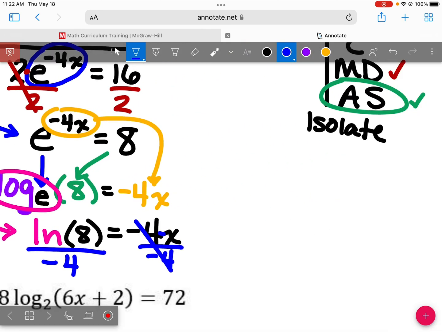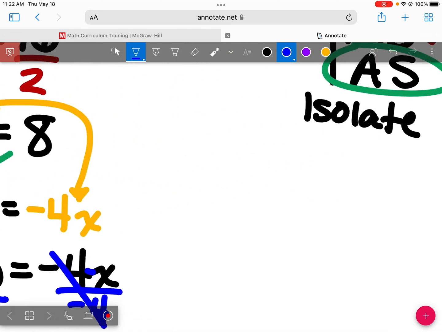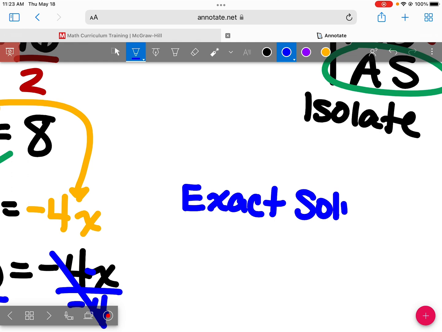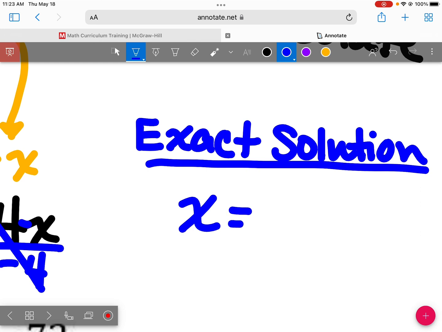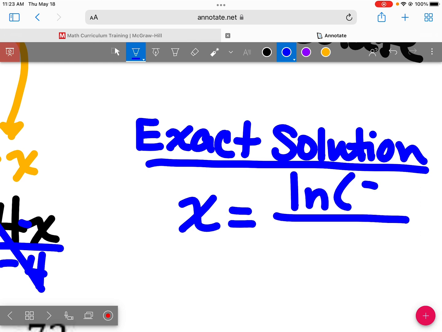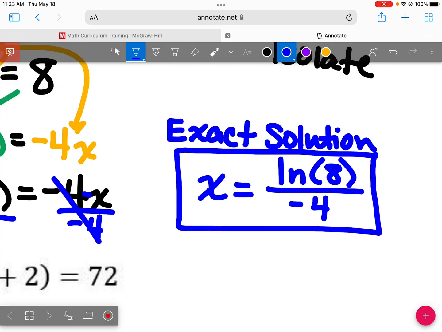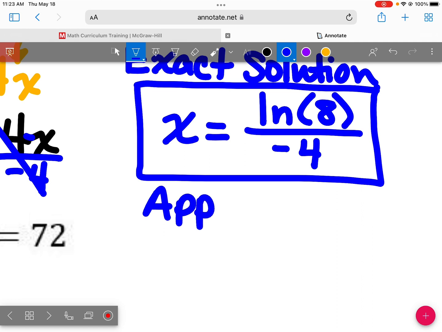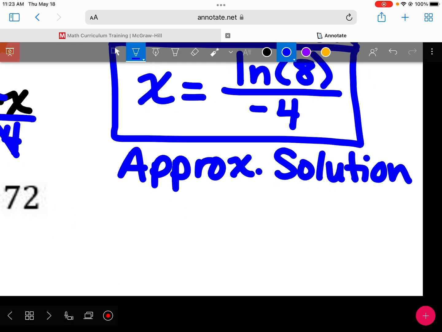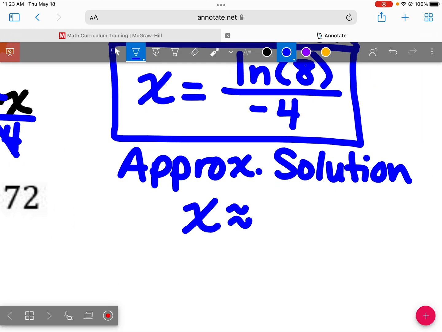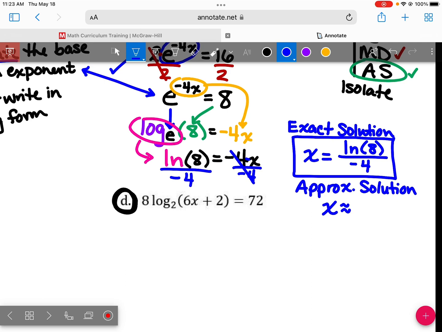All right, so depending on how the problem says you're supposed to give the answer, if it wants an exact solution, that's what we've just found. Before you even put it into your calculator, x equals the natural log of 8 divided by negative 4. That would be the exact solution. For the approximate solution, you have to type this into your calculator. If you don't have a yellow calculator anywhere near you, please come and grab one from the front.